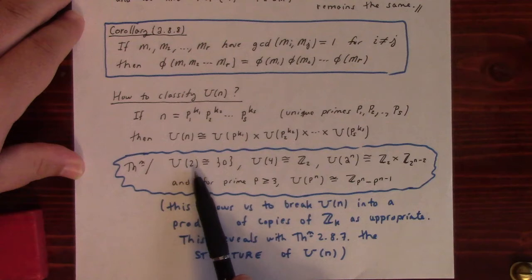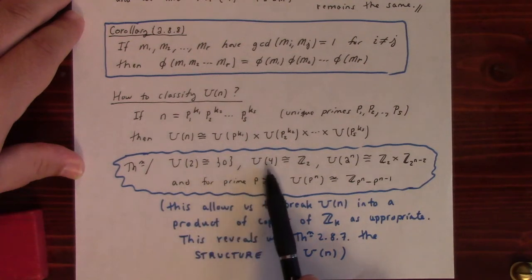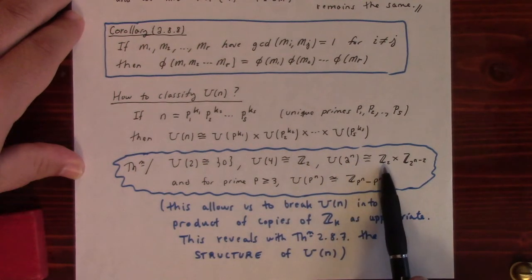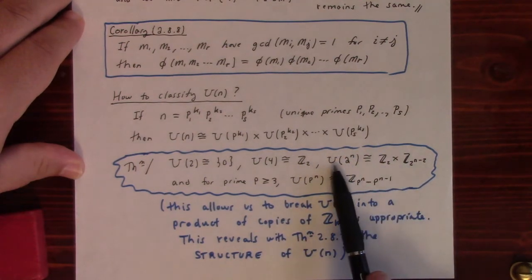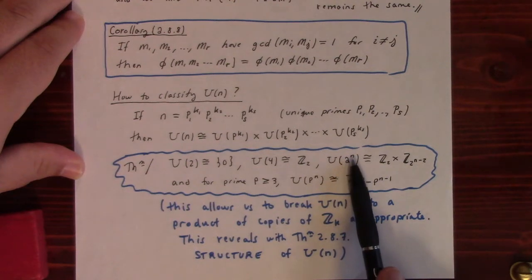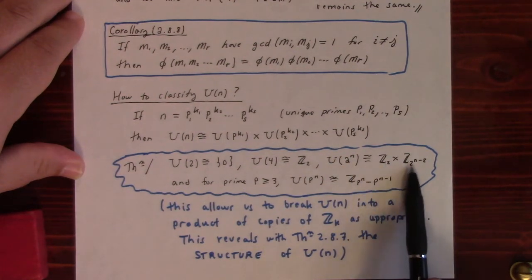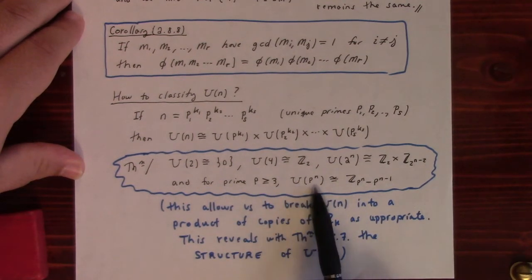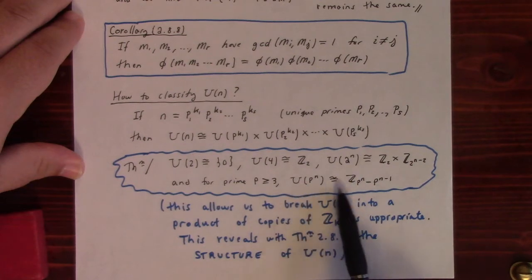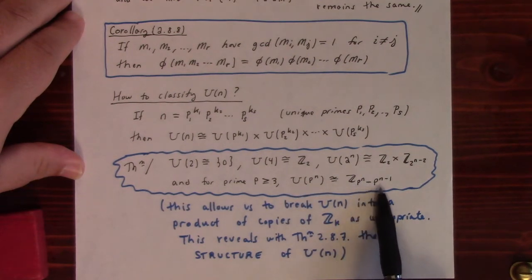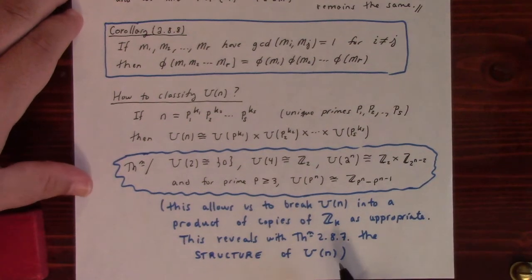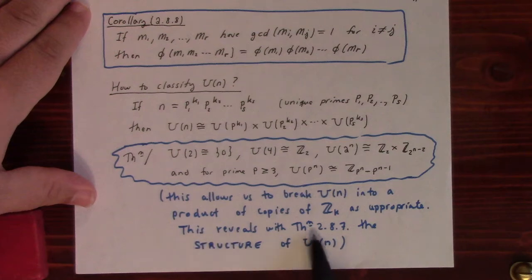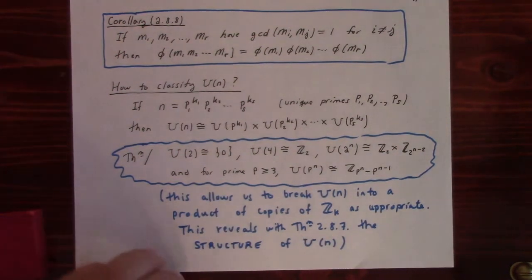Namely, for evens it's a little bit weird. U2 is a trivial group. U4 is Z2, and U(2^n) is Z2 cross Z(2^(n-2)). For example, U8 was Z2 cross Z2 as an example. And then for odd primes, it's easier. Odd primes just give you a cyclic copy, straight up Z(p^n minus p^(n-1)). So, in short, this allows us to break Un into a product of copies of Zk as appropriate, and it reveals the structure of the group of units mod n.